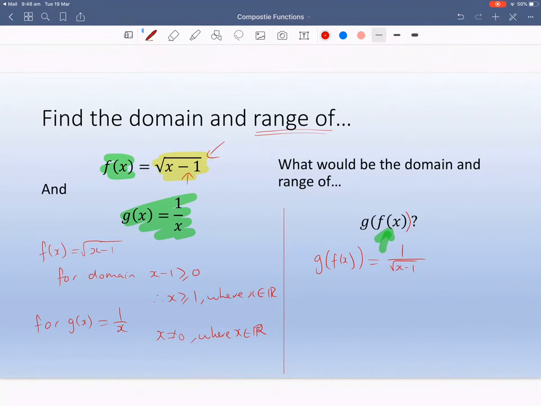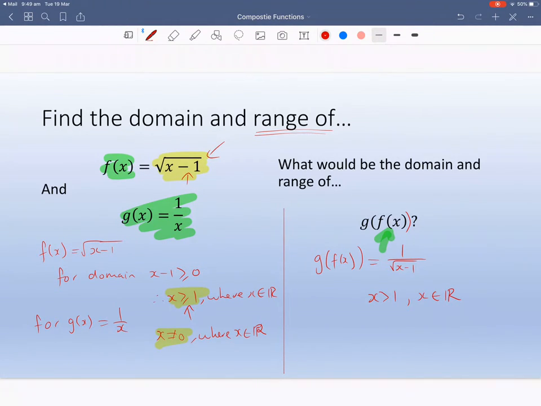Now, we can clearly see that the domain is a combination of both this one and this one. So we can say that x has to be greater than, but not equal to 0, can't be equal to 0 like this one, because we're at the bottom of the fraction now. So x is greater than 1, where x belongs to the real number plane.